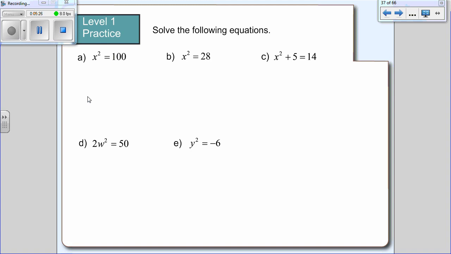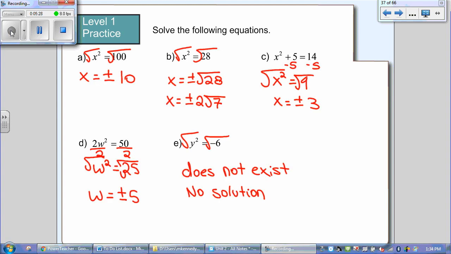Okay, so if we look through those, I've shown my work on the board for each one. I had x squared equals 100. Get x by itself. Square root both sides. Don't forget the positive or negative. Right? You have to now include that every time you square root something. So x equals plus or minus 10.